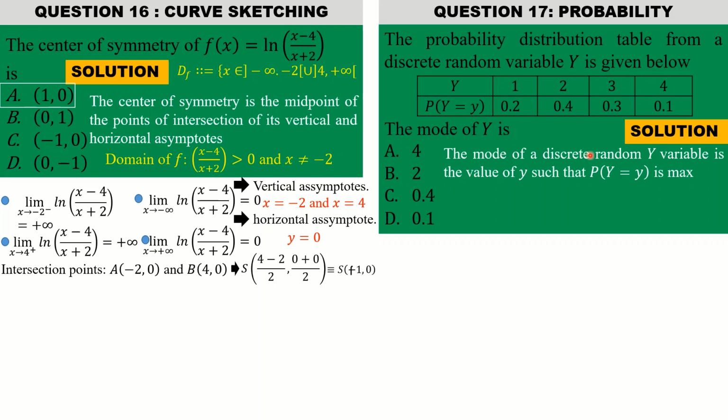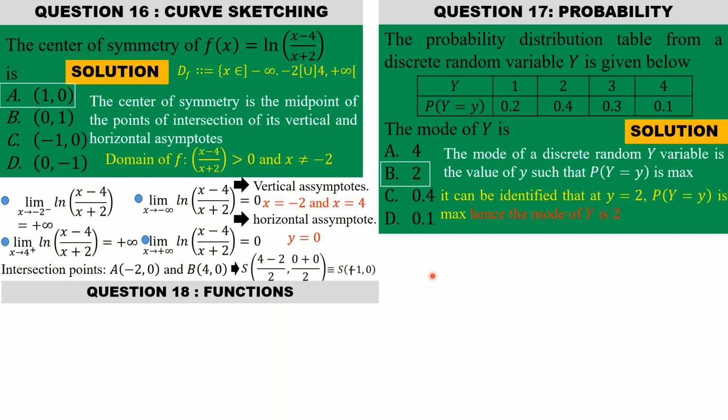So the mode is just the value of capital Y such that this probability is maximum. I look for where it is maximum, and I take the corresponding value of capital Y. It gives me the mode of my discrete random variable capital Y. So I have 0.2, 0.4, 0.3 and 0.1. I see it is maximum at 0.4, and the corresponding value of capital Y is 2. So the mode of my discrete random variable capital Y is 2. So the correct answer is B.